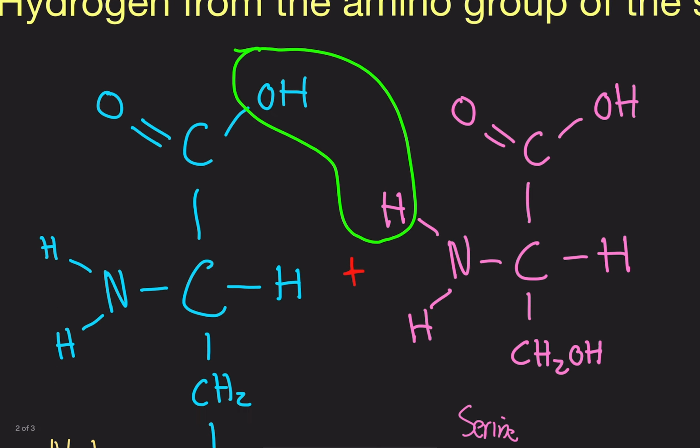Make sure you're not circling anything from the alpha carbon here. The alpha carbon stays as it is. It's the hydroxyl group from the carboxylic acid that you're going to basically do all the reaction with. So you circle the hydroxyl group.